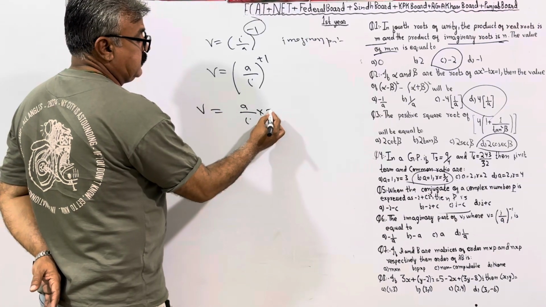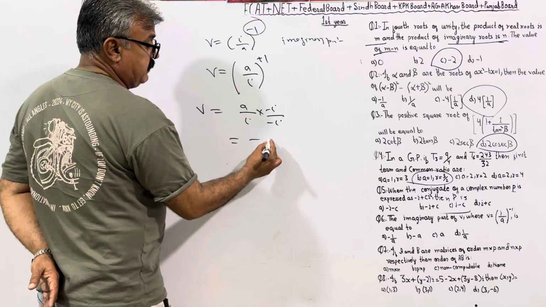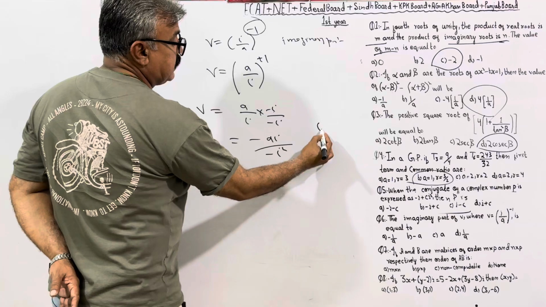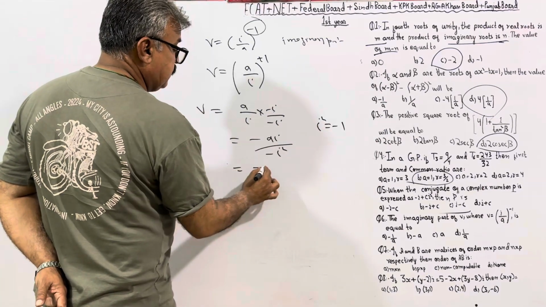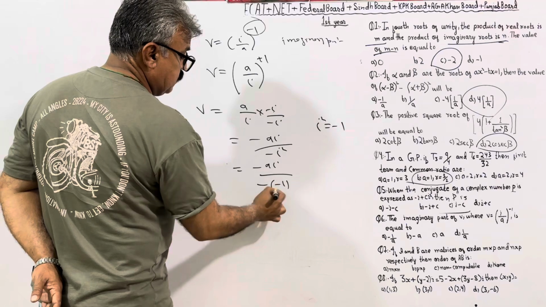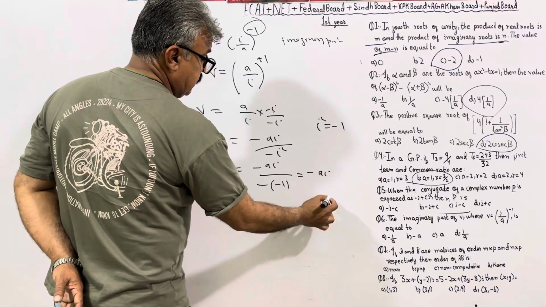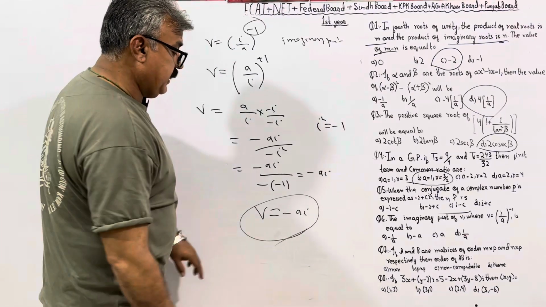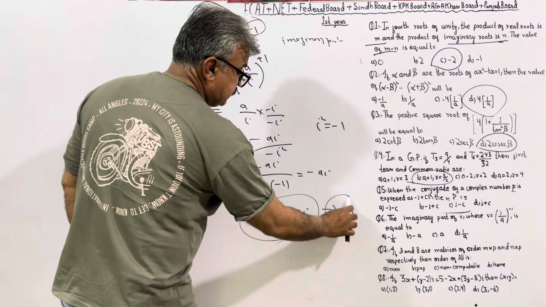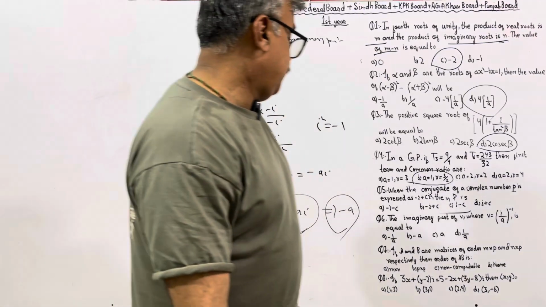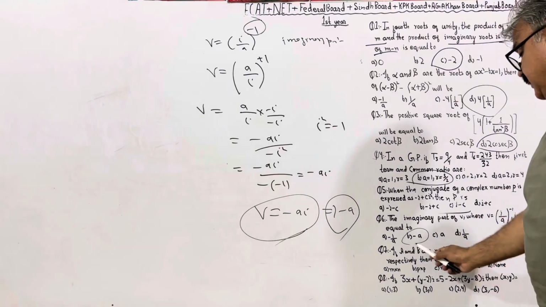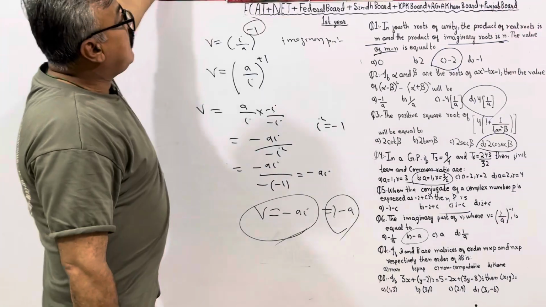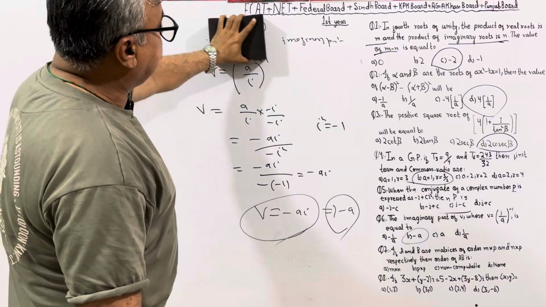Now simply rationalize. Divide and multiply by minus iota. It will become minus A times iota over minus iota square. And iota square is equal to minus 1, so minus A iota over plus 1, that is minus A iota. So the imaginary part of V is minus A. Okay, cool. Moving towards the second last question of the frame, the seventh, a good one, an elegant question.